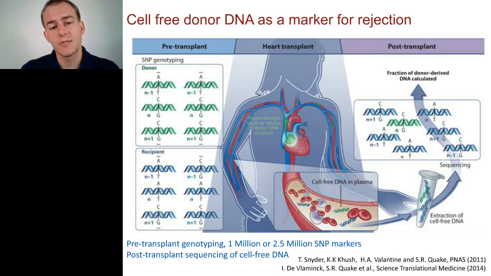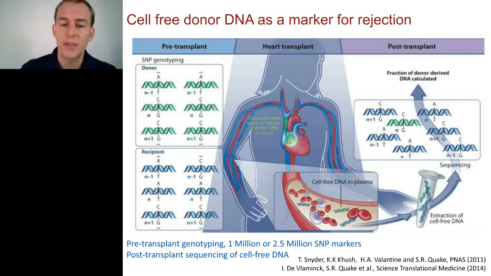And so the idea is very simple. We collect genotypes from both the donor and the recipient pre-transplant, and then we use sequencing of cell-free DNA to establish the number of donor-derived DNA molecules post-transplant. So you can imagine that if the donor and the recipient are homozygous at a particular position, let's look at, say, position N in the diagram here, both the recipient and the donor are homozygous but carry a different allele. The donor carries the C allele and the recipient carries the A allele.